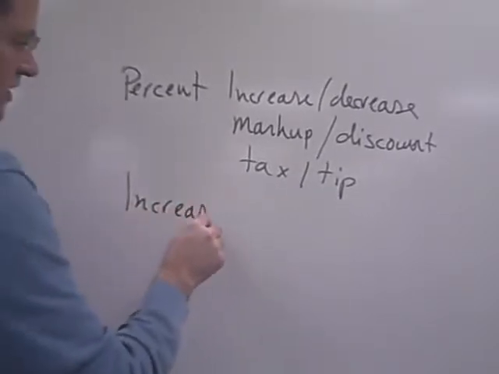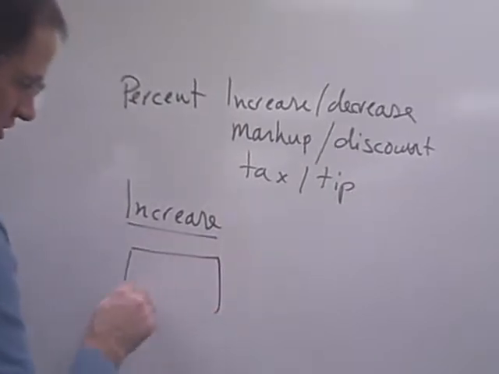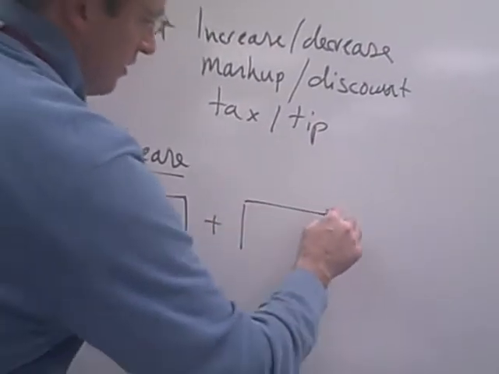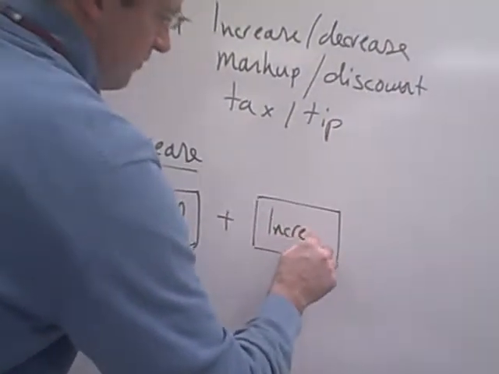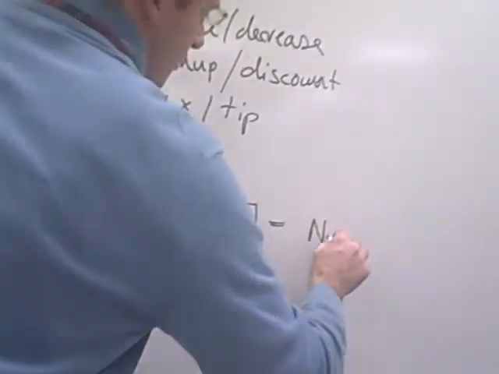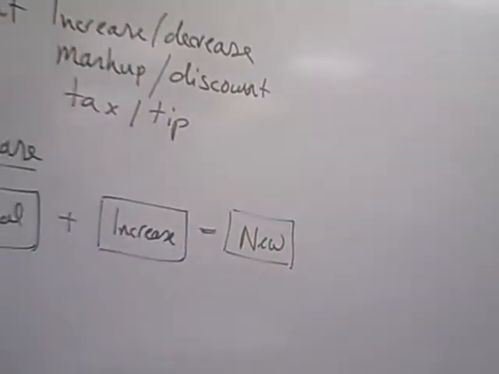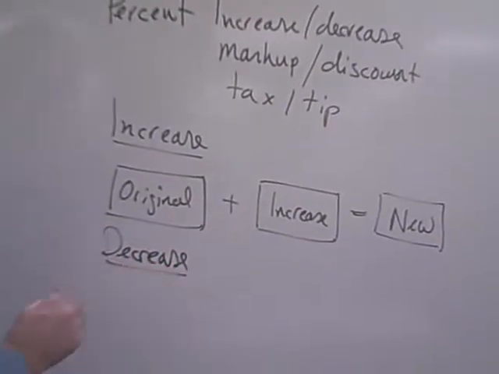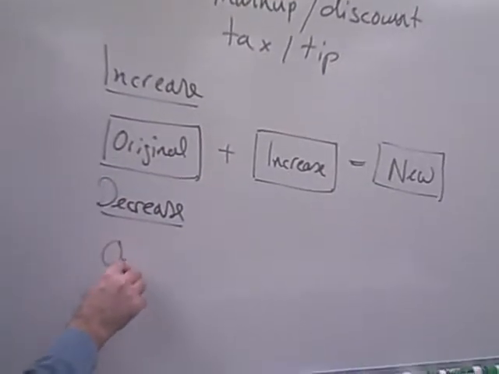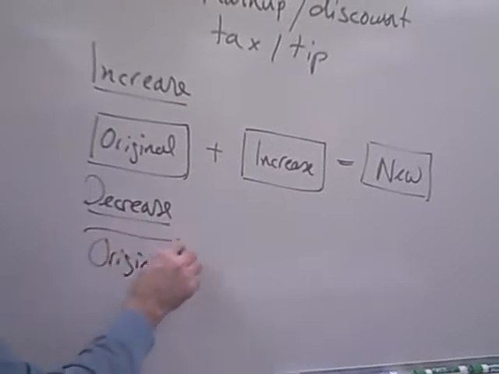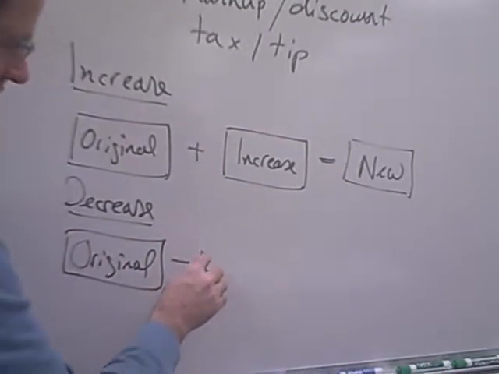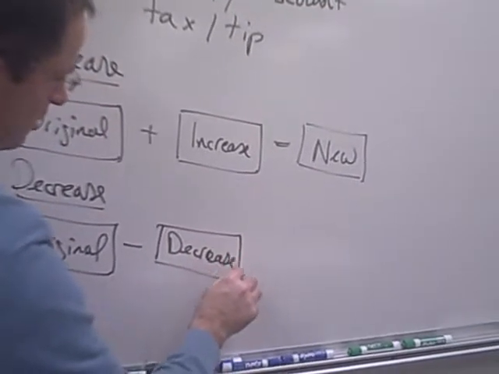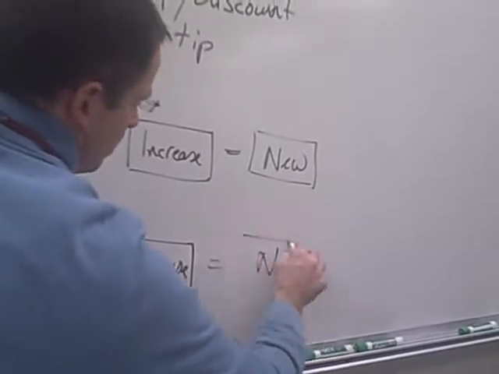If I have an increase in the item, I have the original amount, the item cost, original. I will then add the increase, and this will give me the new amount with the increase. If I have an item which has been discounted, I will apply a decrease. I will have the original amount. I will then subtract the decrease amount, and I will get my new amount.